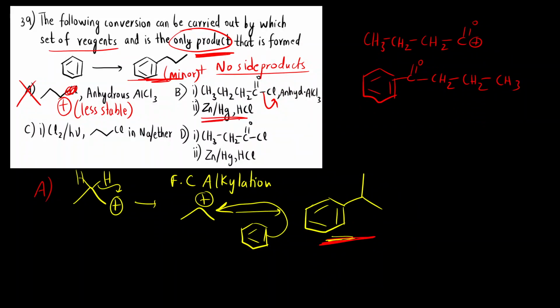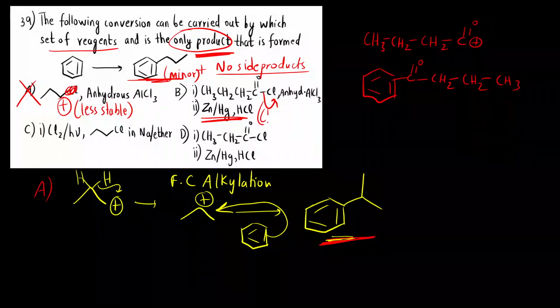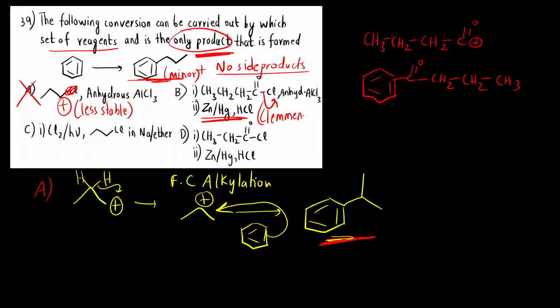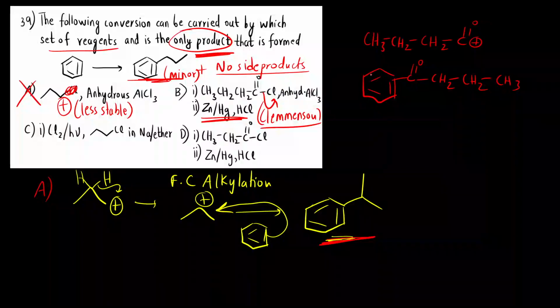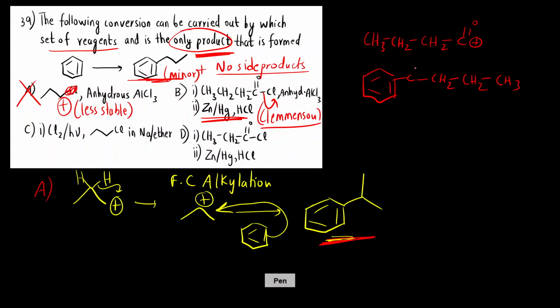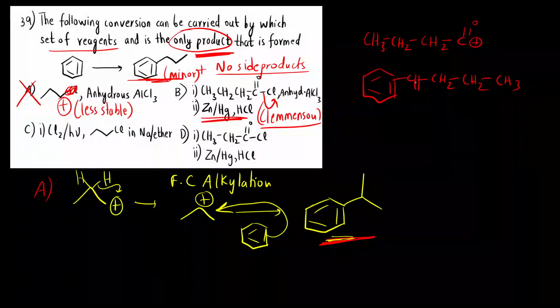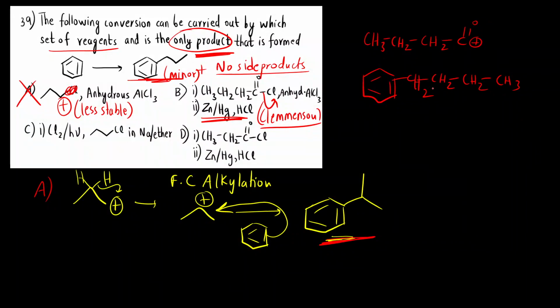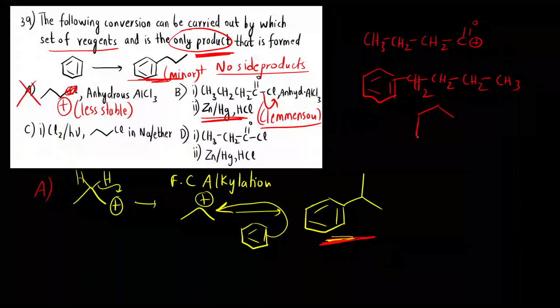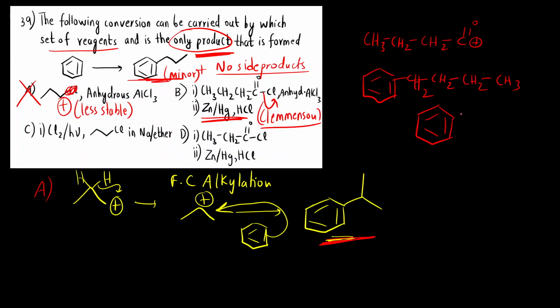Next step is what? Zinc amalgam and HCl. This is which reaction? This is Clemmensen reduction. Clemmensen reduction, what it does? It reduces the aldehyde or it reduces ketones to CH2, alkane. So this is which product? If you draw in bond line 1, 2, 3, 4, 4 carbons are formed. We want only 1, 2 and 3 carbon. B is also not correct.